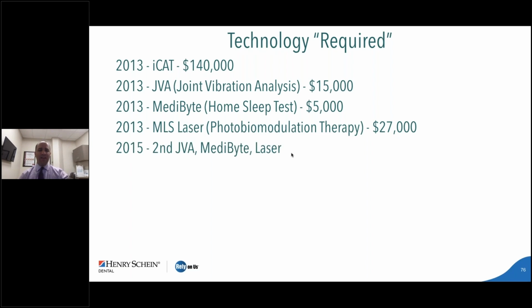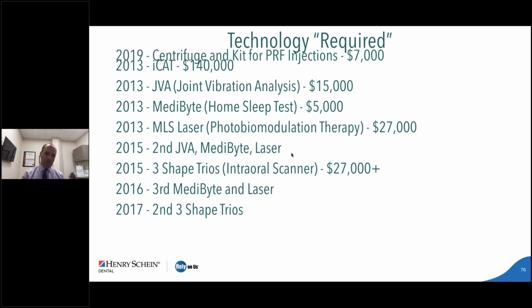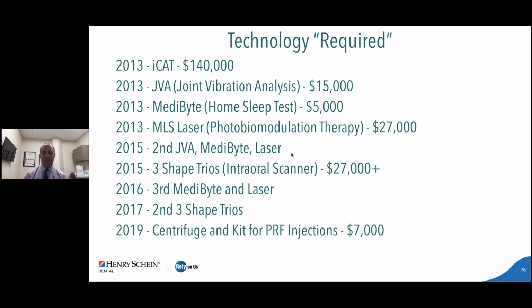And then we got another JVA, another laser, and another Metabite in 15. And then in 15, we bought a 3-shape trios intraoral scanner. And then in 16, we bought a third Metabite and a third laser. And then in 2017, we bought another trios, because as we were starting cases, we were waiting for the trios. So when it got busy enough, we just bought another trios. And then in 2019, got a centrifuge and a kit for platelet-rich fibrin injections for osteoarthritic conditions in the jaw joint. And we've been doing a lot of that and getting really, really good results.